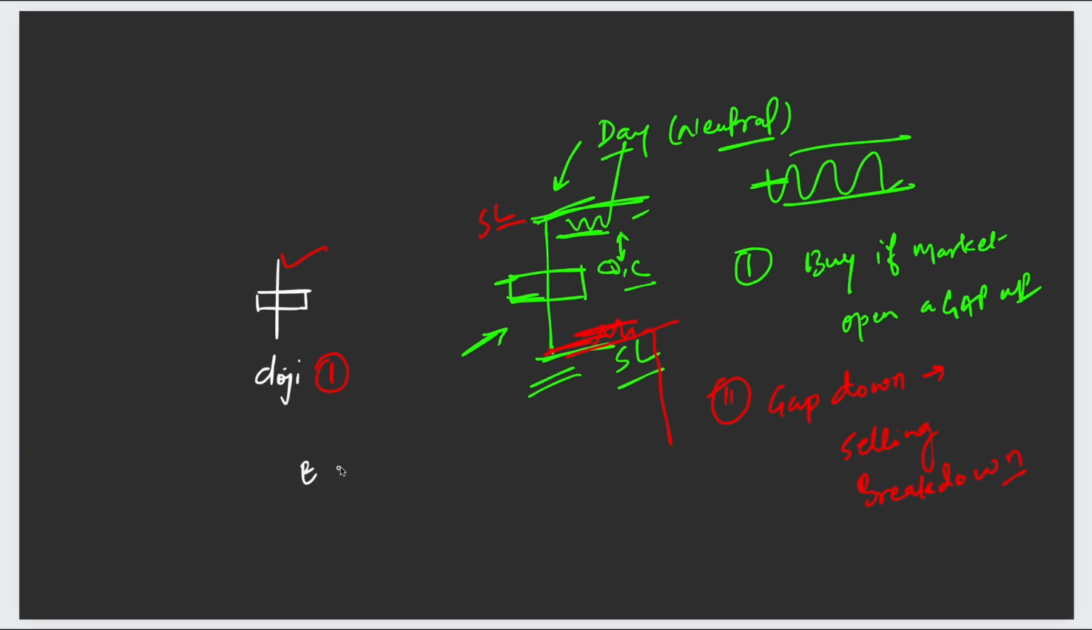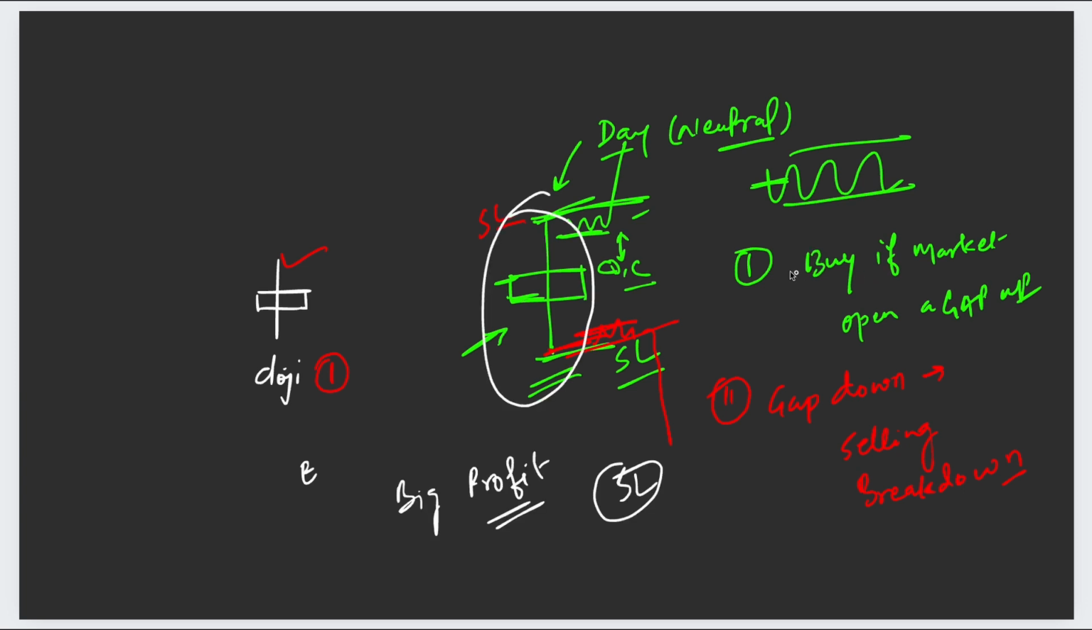If the market opens a gap up, then you have to look for a buying opportunity and go for a breakout. If the market opens gap down in a Doji case, if the previous day candle is a Doji candle, then you have to go for a breakdown, right? This was the first case. Now we'll talk about the second case.